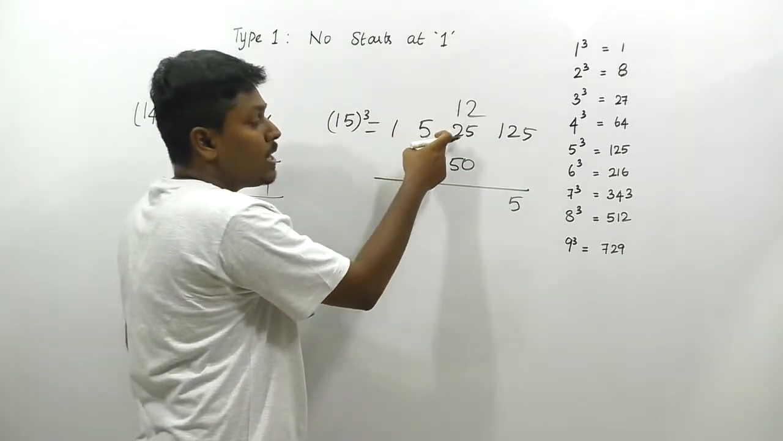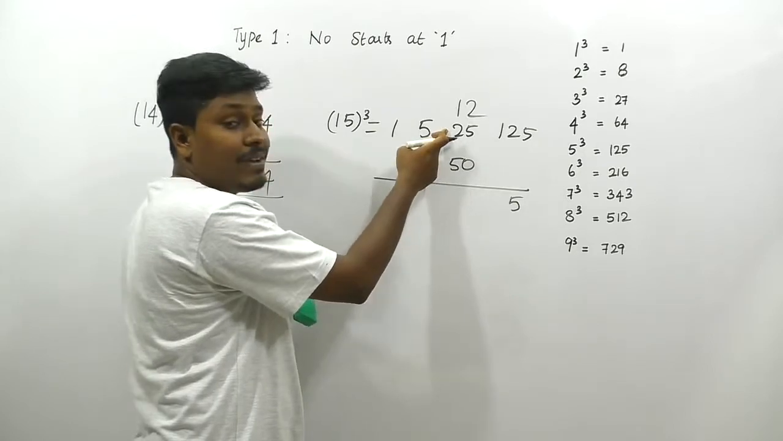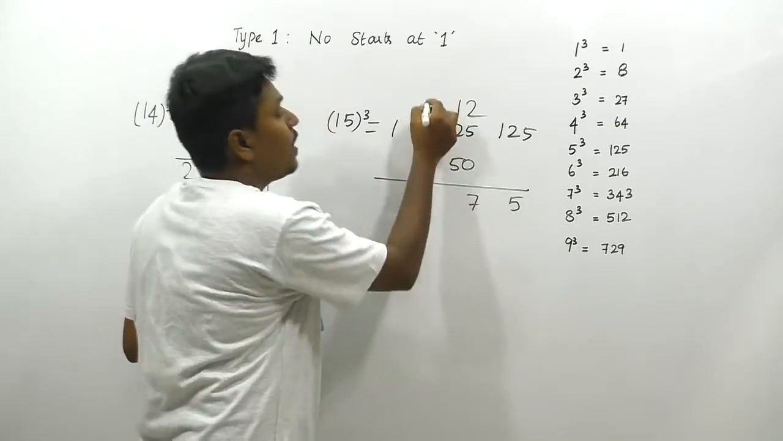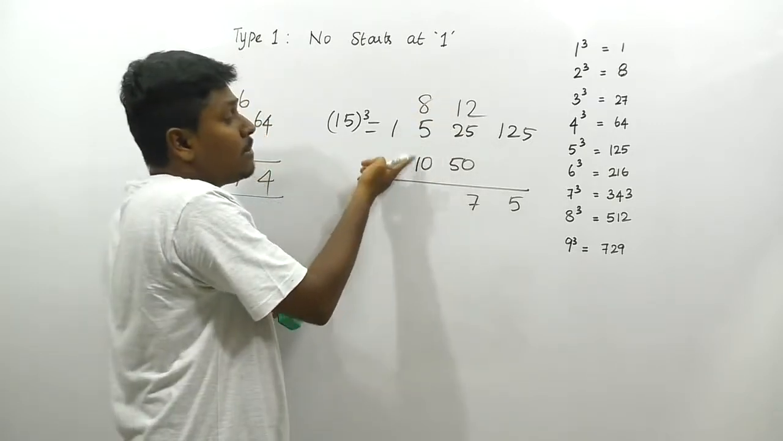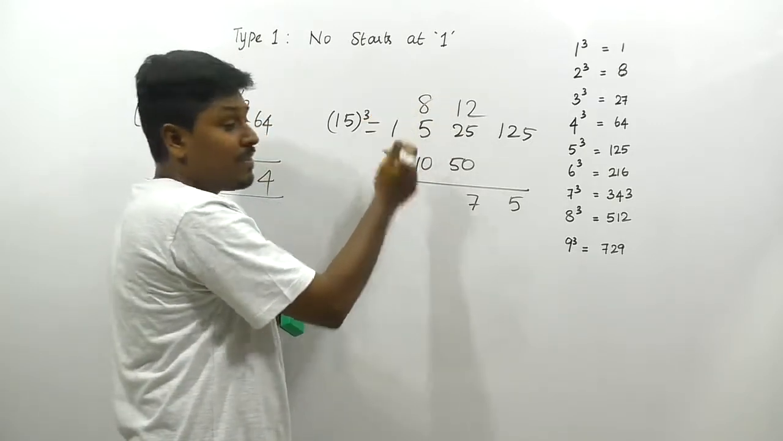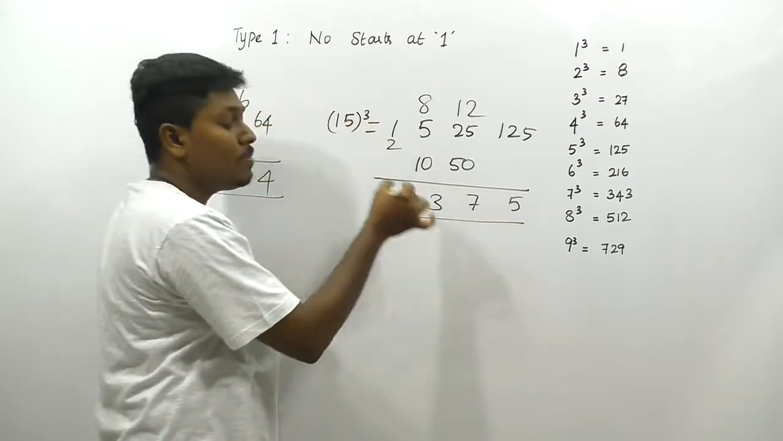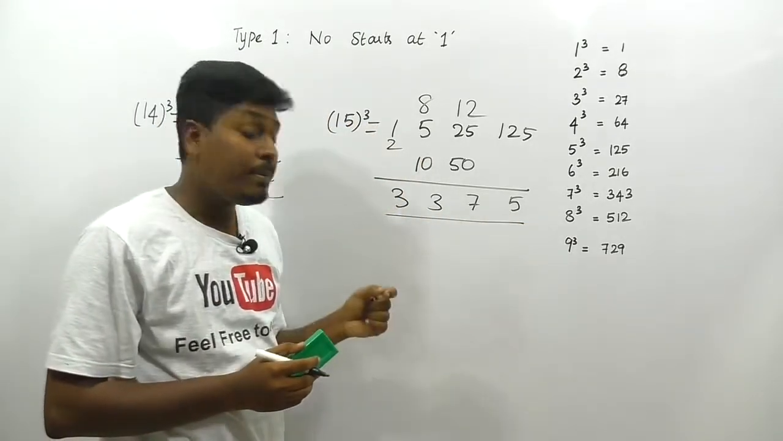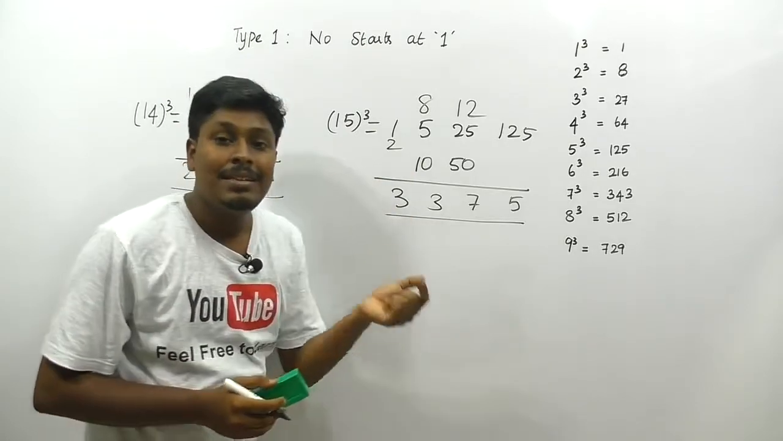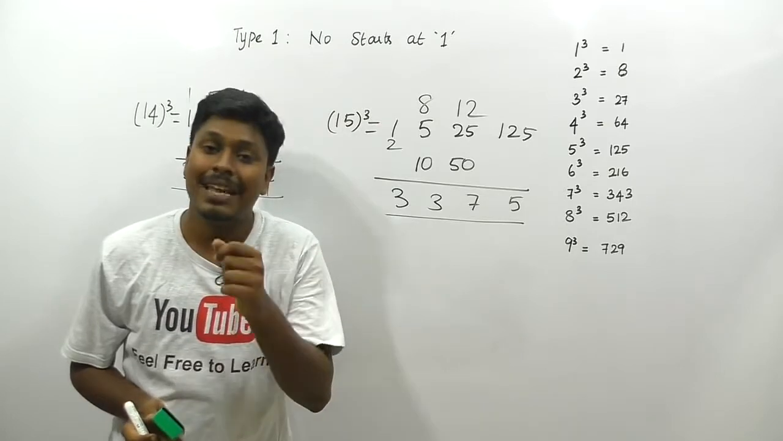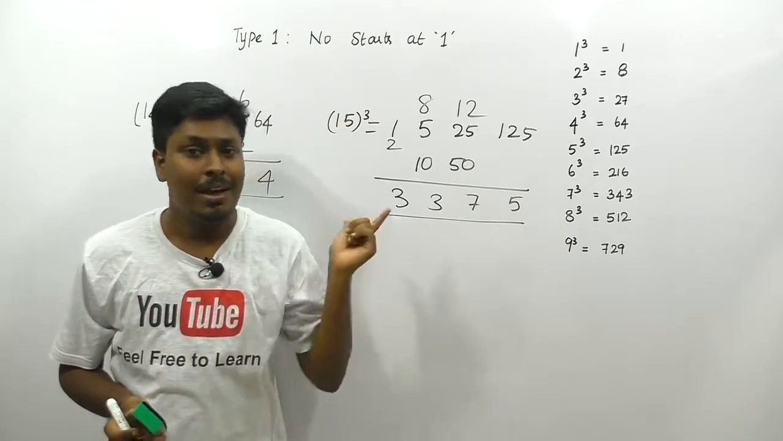So 12 plus 25 plus 50. 50 plus 25 is 75. 75 plus 12 is 87. So 8, right? So 10 plus 8 is 18. 18 plus 5 is 23. So 2. So 3, 3, 7, 5. So 15 cube will be 3375. Right? I hope you practice the remaining numbers, that is 16 cube, 17 cube, 18 cube and 19 cube. This is type number 1. I hope everyone has understood this.